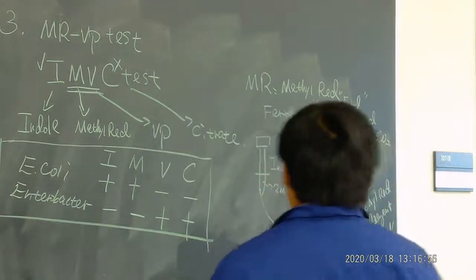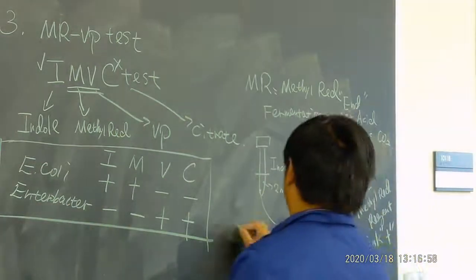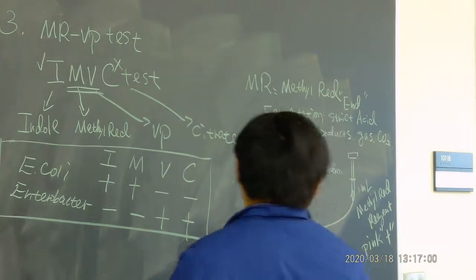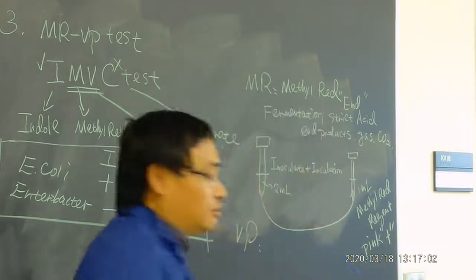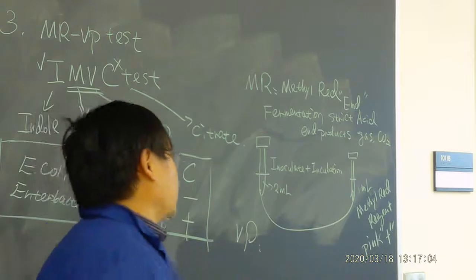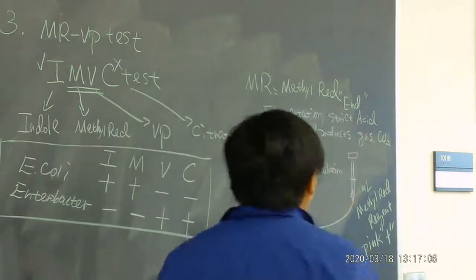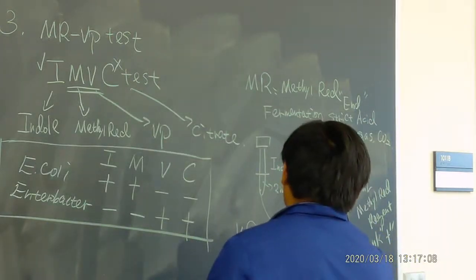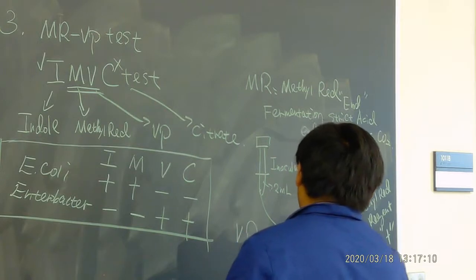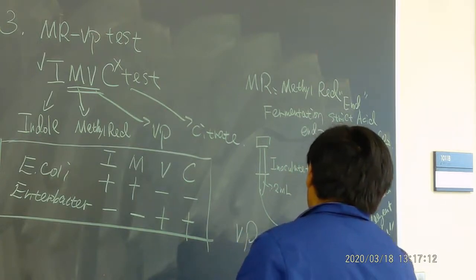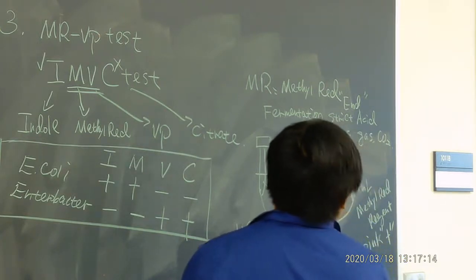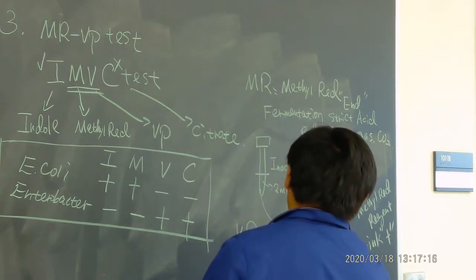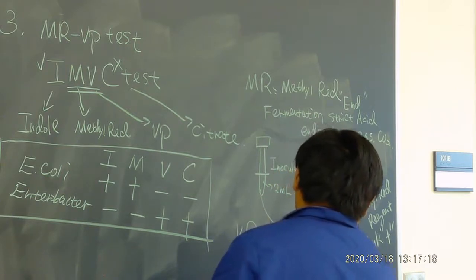Okay, now what is V? P means that's called Voges-Proskauer. You can read it; I'm not going to write the full name. What is the VP going to test? This also tests fermentation. Instead of having acid end products, you have neutral end products.